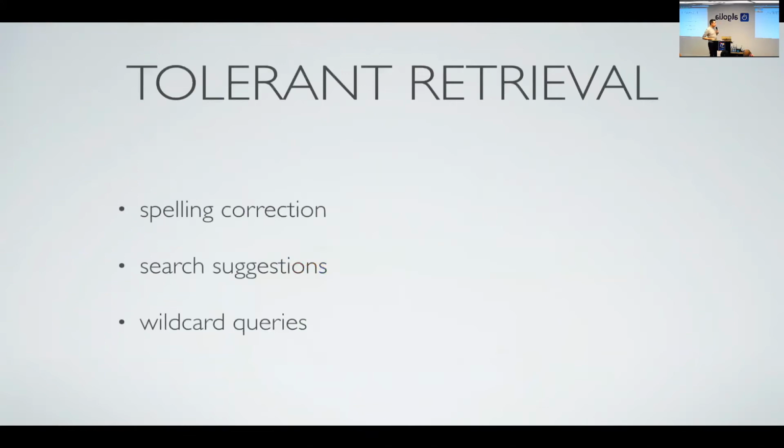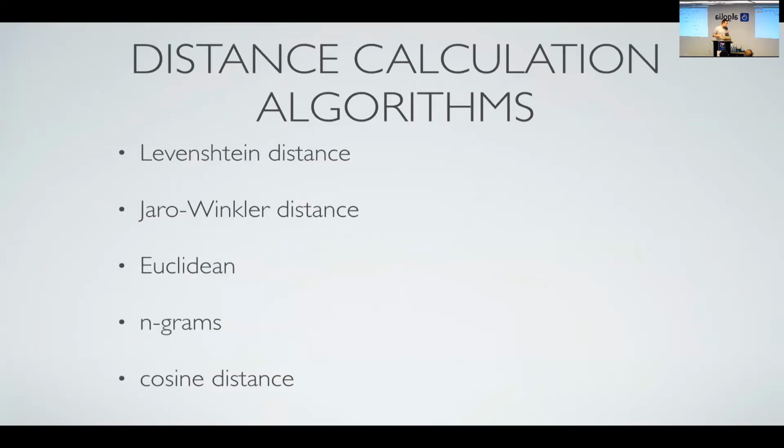So this is actually in information retrieval. This is called tolerant retrieval, and it's used for other cases like spelling correction, search suggestions, and wildcard queries. So once we are done with this example, maybe you will find some use cases to implement this. In order to achieve this, we will need to go through some algorithms that are needed for this. There are a bunch of distance calculation algorithms, and we will briefly go through some of them.